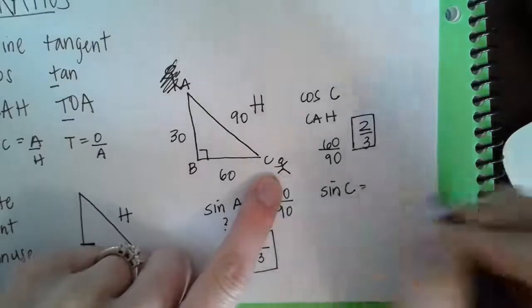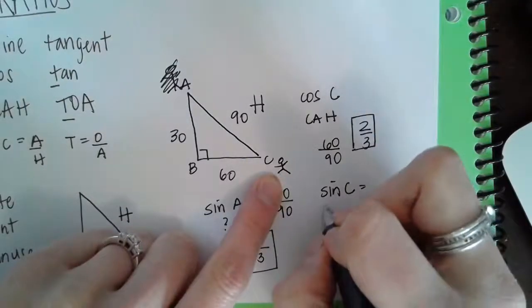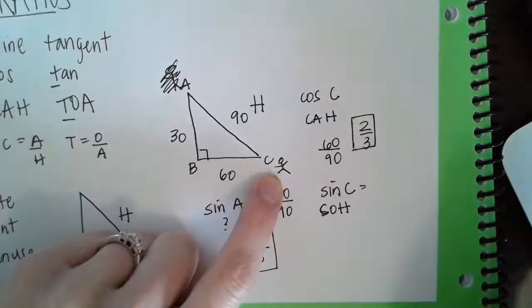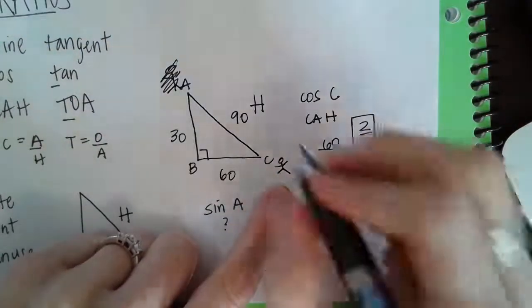Let's say that we wanted to do sine at C. So remember, sine is opposite over hypotenuse. So we're still standing here.